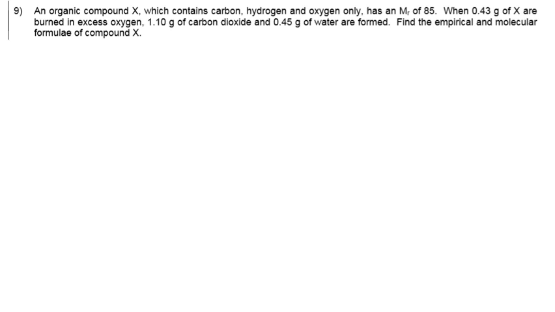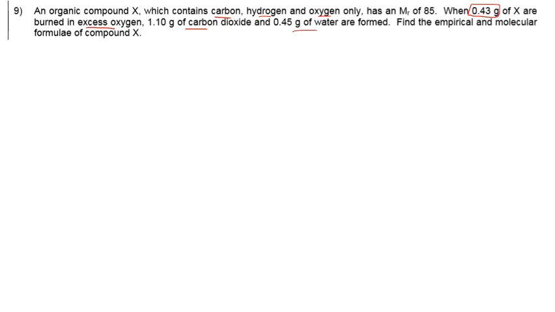Hi, I'm going to work through question 9 as well, and 10 in a minute. So here we've got an organic compound X, which contains just carbon, hydrogen and oxygen. And we're burning 0.43 grams of it in excess oxygen. So excess oxygen tells you that you're going to get carbon dioxide and water coming out as products. And it tells you how much carbon dioxide, 1.1 grams, and how much water, 0.45 grams. And we have to find the empirical and molecular formulae.